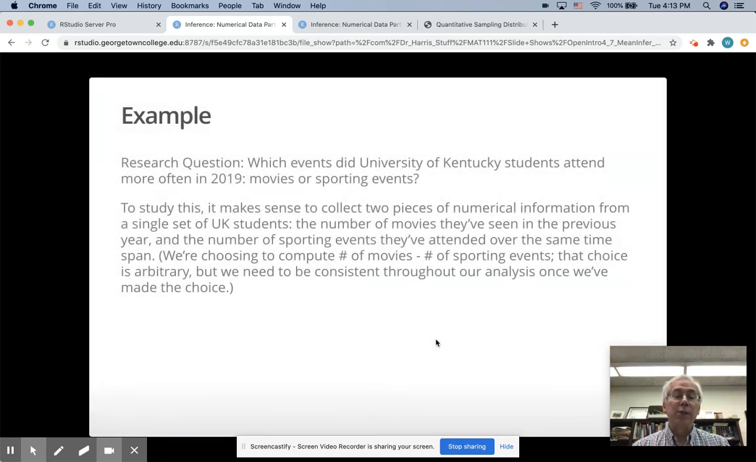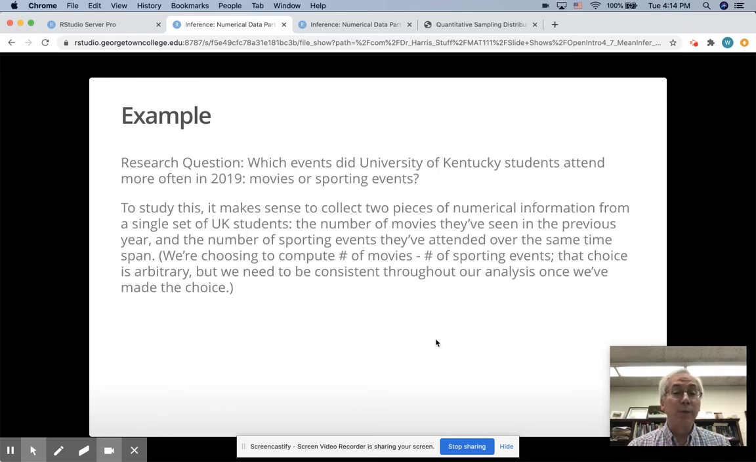Suppose that our population is a set of University of Kentucky students, and we want to know what type of event they attended more often in 2019, movies or sporting events. To examine this research question, we will take a single sample of UK students and we'll ask them two questions.